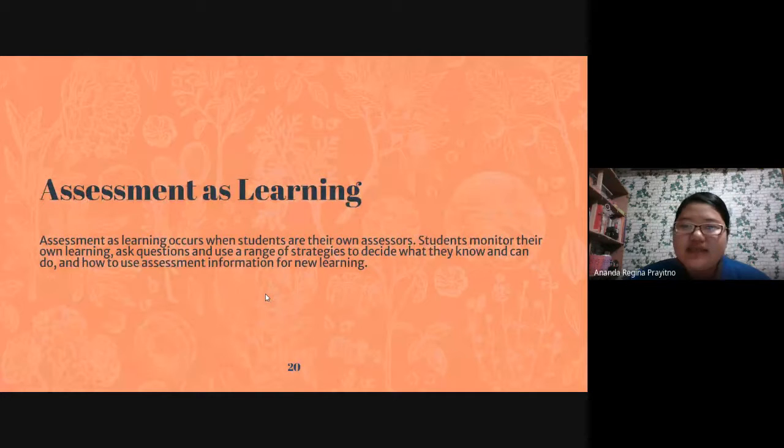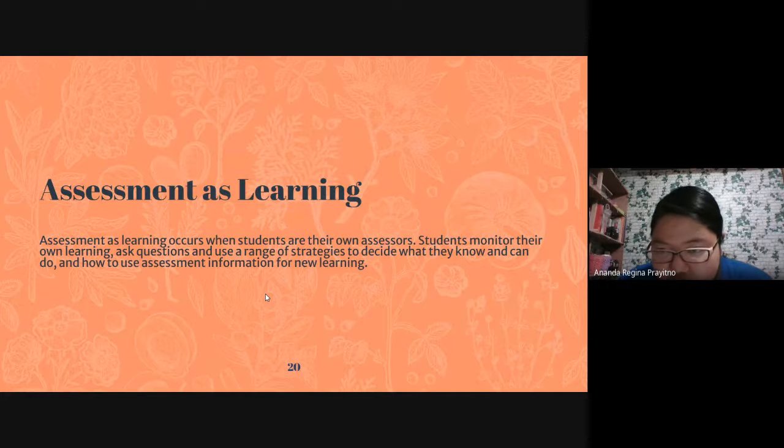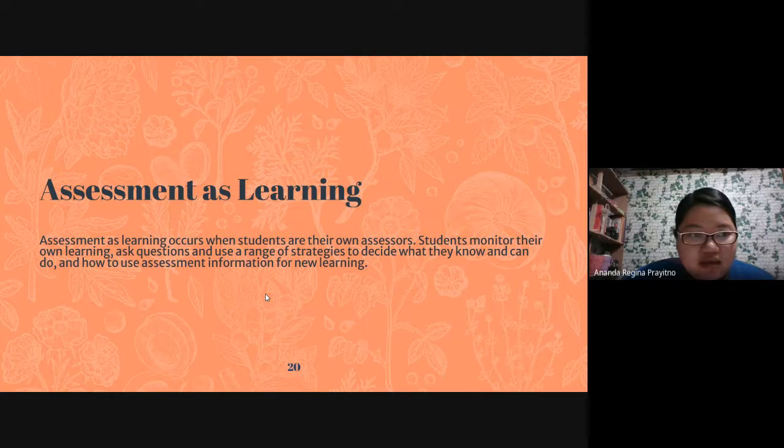for the second is assessment as learning. Assessment as learning occurs when students are their own assessor. Students monitor their own learning, ask questions, and use a range of strategies to decide what they know and can do and how to use assessment information for new learning.